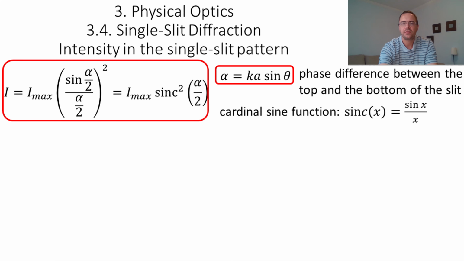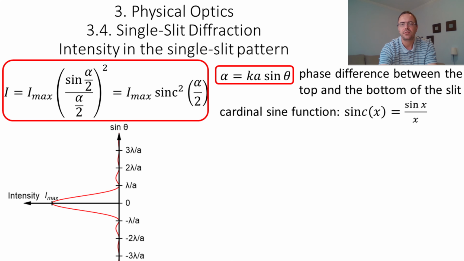Now, let's discuss this formula. First, let's plot it. It's a rather complicated formula. You have sine theta inside another sine function, but there is one simple plot to remember. It is the intensity as a function of sine theta. If you're going to forget everything and remember only one thing, then I recommend that you remember this graph. It is the intensity from a single slit as a function of sine theta.